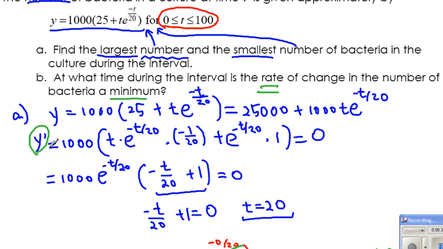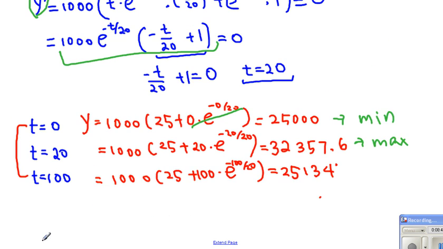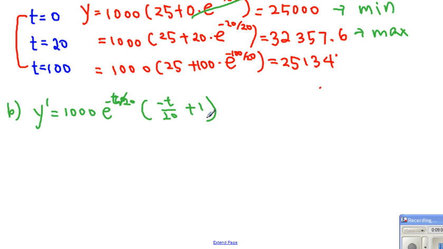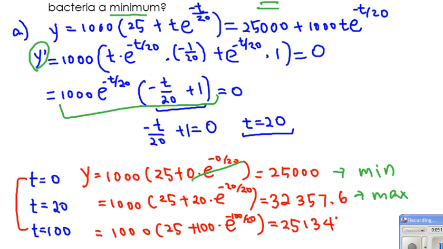Now, what we like to do is this. When we simplify this one, we end up getting this. So we're going to just pick it up from here, and then we're going to continue. So, here it goes. Okay. Since y prime was 1000 times e to the negative t over 20 times negative t over 20 plus 1. I believe that was the function.